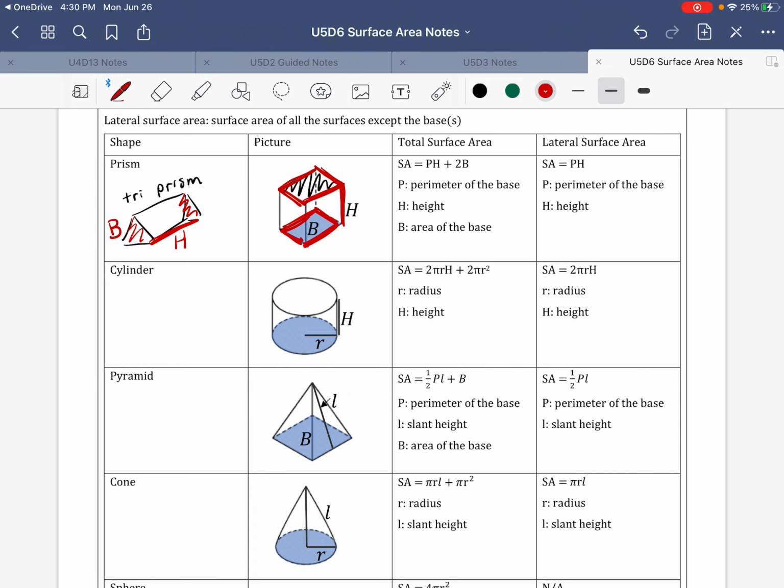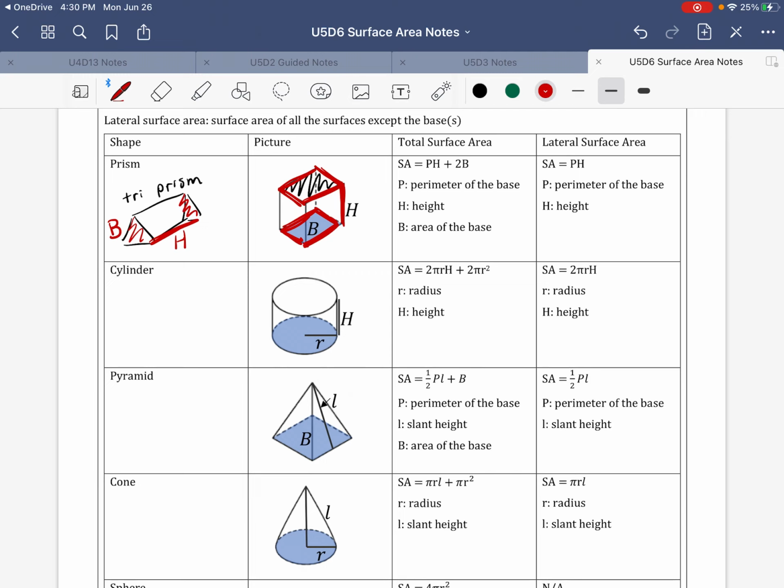Plus 2 times B. B is the area of your base, right? You need another equation to find the area of whatever that figure is. So if it's a rectangle, it'll be base times height. If it's a triangle, it'll be 1/2 base times height.